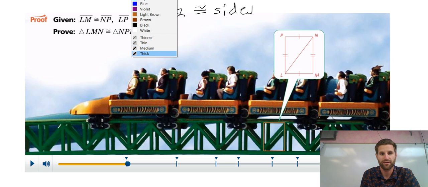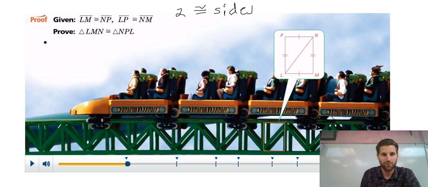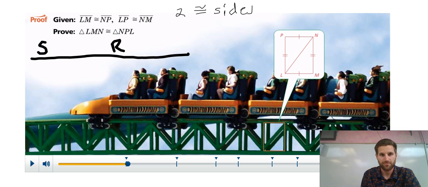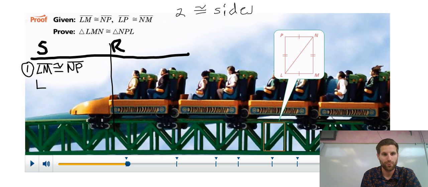I'm going to use a little bit thicker lead here. And we're going to go with statement, okay, and reason. Alright, and let's go a little less thick than that. Okay, so statement 1, that's our given. So we're going to go ahead and write this down. So everything I'm writing, make sure you write with me. Okay, so that's given.